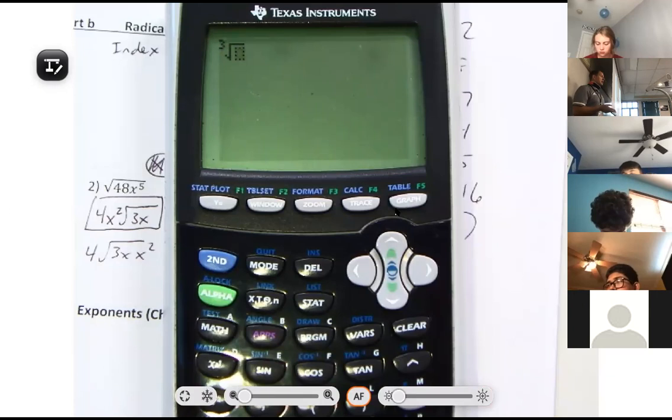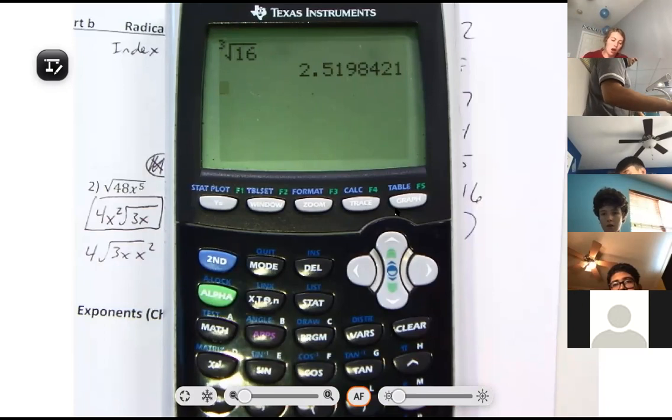Some of your calculators might show a three, then an X, and then a square root sign. If you have that, then you have to push the index first. I'll show you here in a second. Anyway, we get 2.5-ish. But if you want to do some other root, let's say we wanted to figure out what the 8th root of 16 is down here.